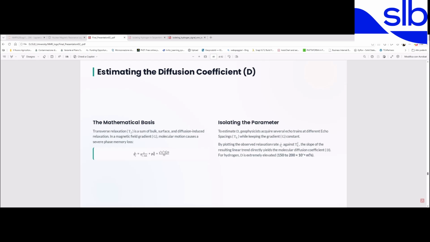geophysicists acquired several echo trains. The echo spacing. Echo spacing is the real data, because echo spacing itself gives the signal of hydrogen and rocks. By plotting the observed relaxation, the slope of the resulting linear trend directly yields the molecular diffusion. So this function linked to relaxation time is similar to a linear equation. So for hydrogen, the D is extremely elevated between these values. So hydrogen diffusion, as we just said, is very fast for molecules. So you have a diffusion between these values.